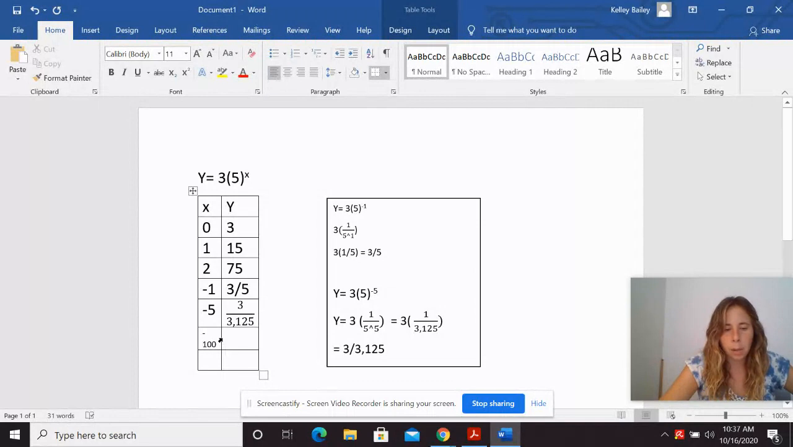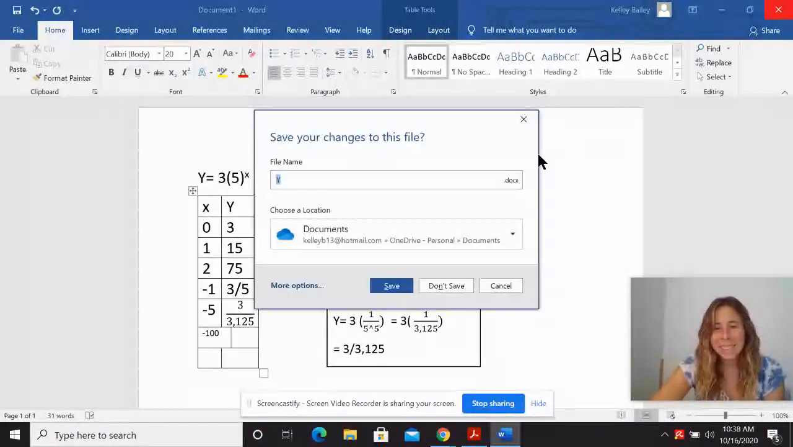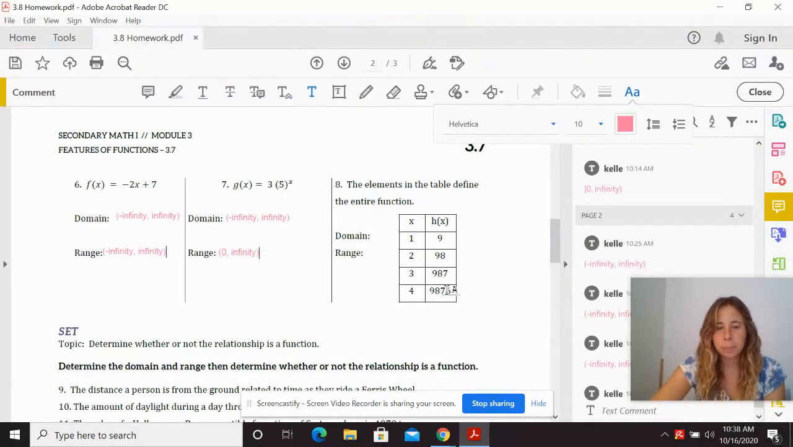Okay. Oh, here, let's make it up. There we go. Negative 100. Bothering me. All right. So we're just proving that no matter what you substitute in for x, you will never get 0 or a negative number. It'll just get incredibly small fractions.